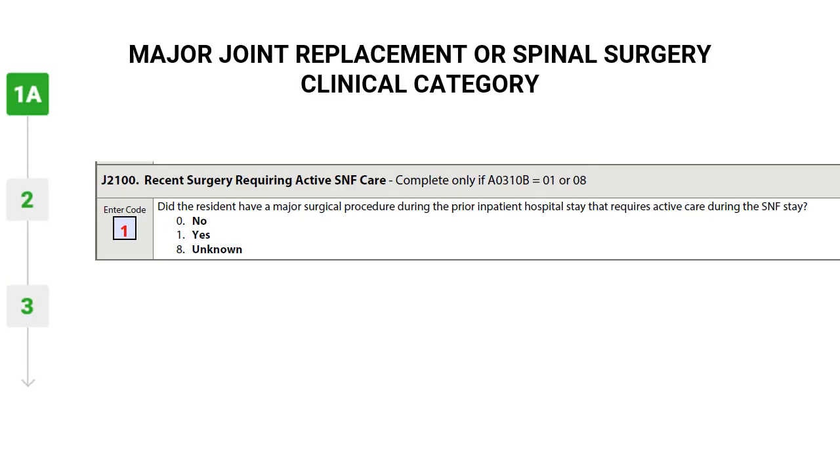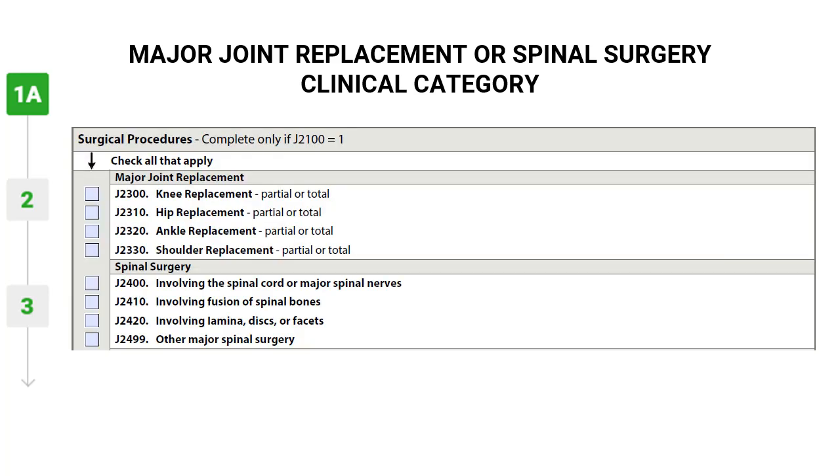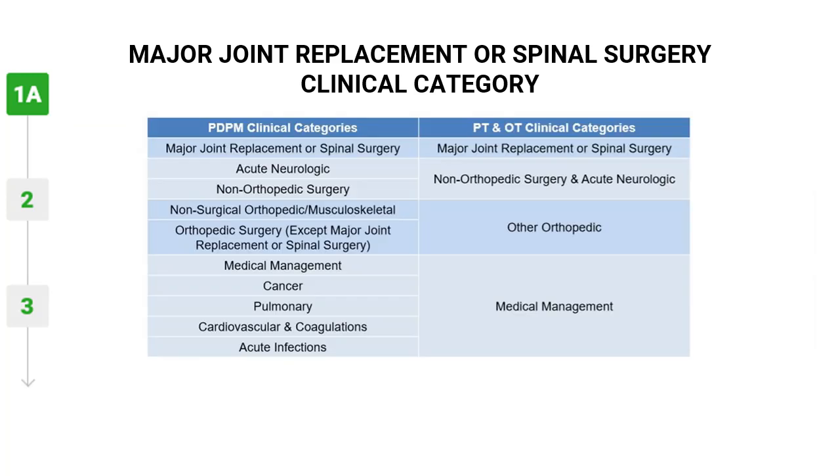If J2100 equals 1, and any of the following procedures were performed during the prior inpatient stay, then the patient is categorized into the major joint replacement or spinal surgery clinical category. If none of these procedures was performed, the patient did not receive major joint replacement or spinal surgery during the prior inpatient stay for purposes of determining the PDPM classification.